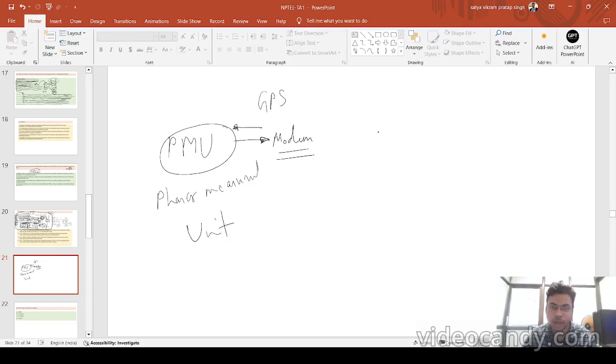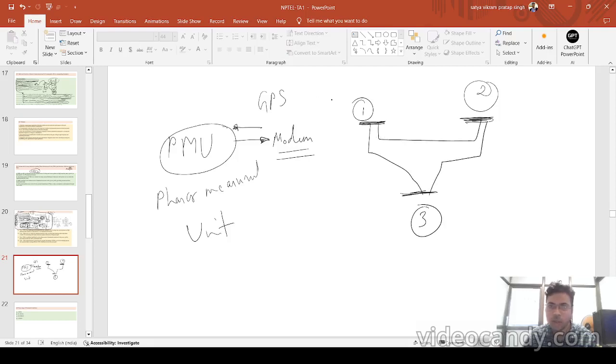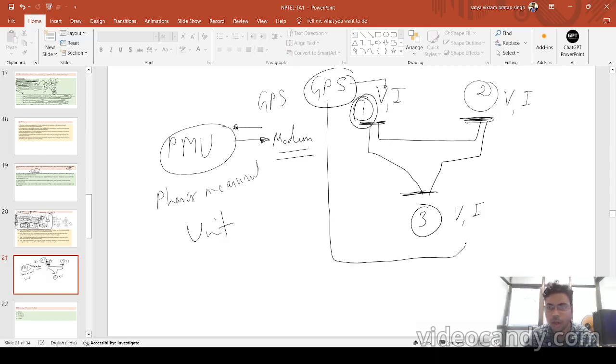So there are certain grids. Suppose there are several substations and power networks. Suppose one power network is at this position, one at this location, and one at a third location. These interconnected systems are there between all of them. This one system will generate certain voltage and current data, the second system also generates voltage and current data, and the third also. All of them are connected to this GPS system.